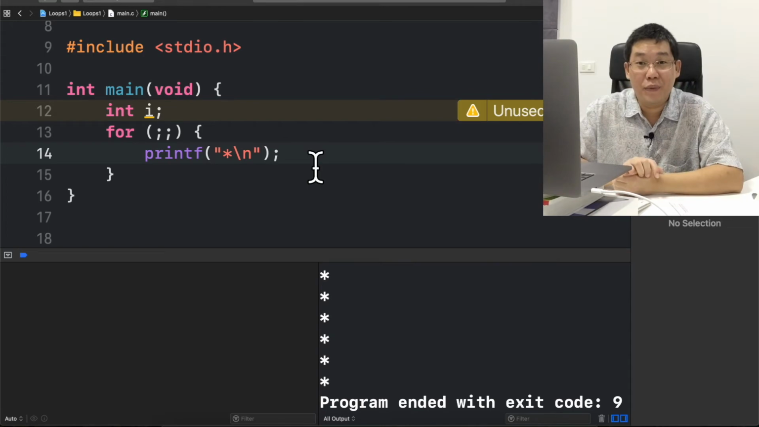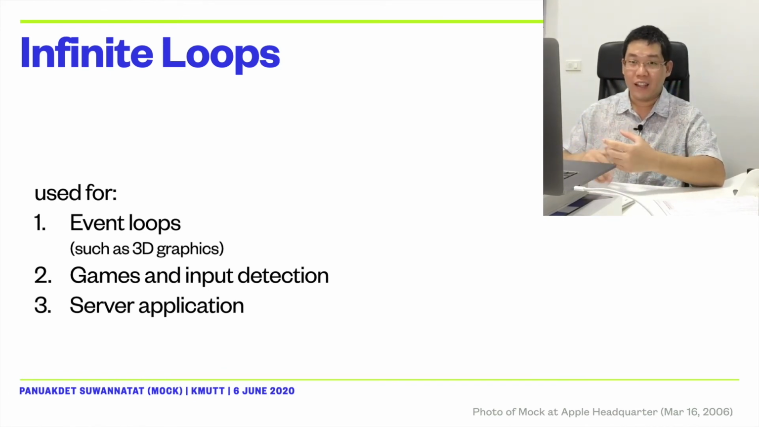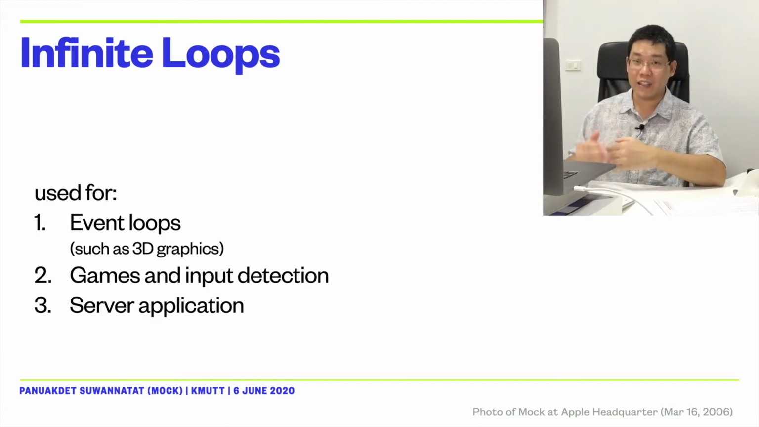And the forever loop looks like a useless loop, but it's actually very useful. Sometimes we use them for event loops. That means a program that doesn't end, a program that responds to events in 3D graphics or in a game and input detection. The loop will just keep looking for a keyboard or a joystick or a mouse input and then respond to that input. Or in a server application where the server just sits there forever and listens to the port. If there is an incoming connection, then the server will process that data.